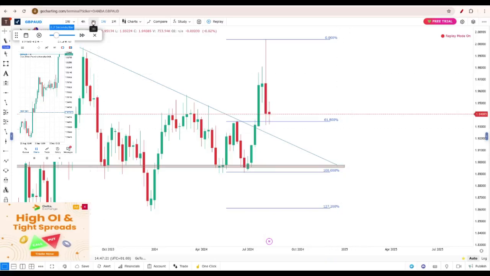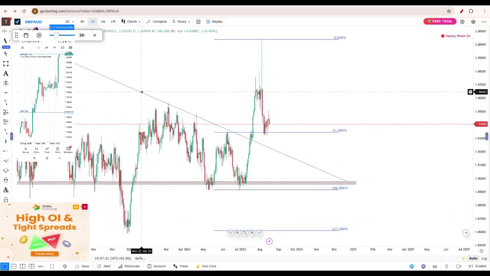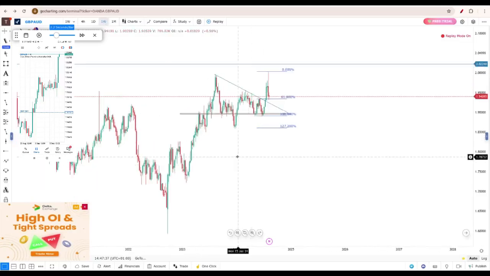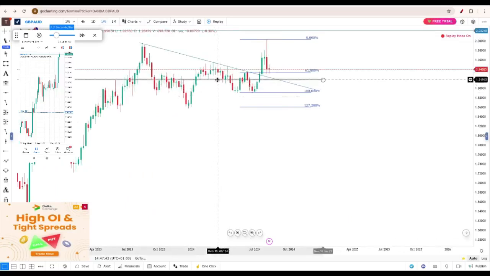At this stage, I'll go to my daily time frame. Also, this is my daily time frame. Also, it is very important to know that we've gone past this level. So the most recent key level now is here.